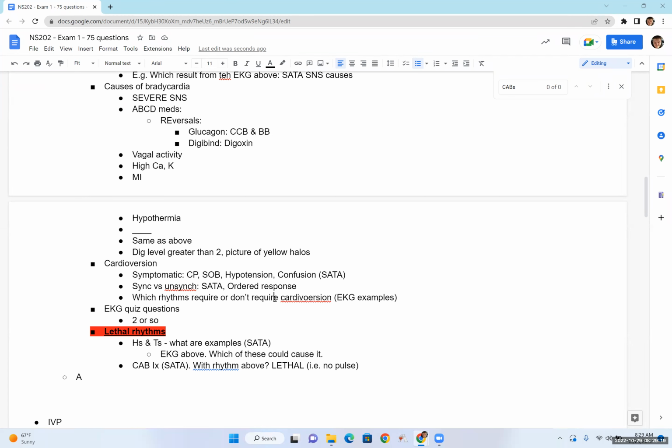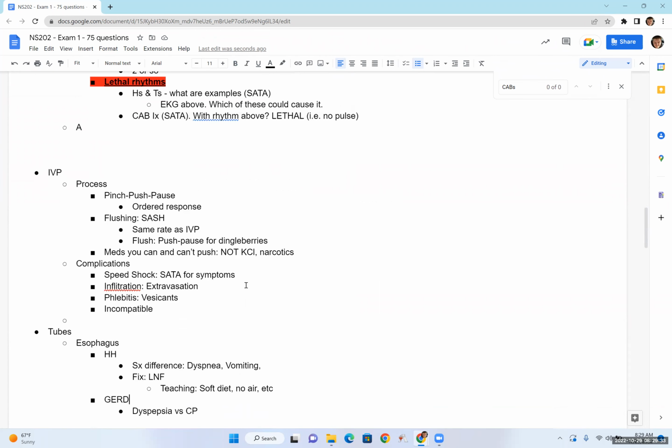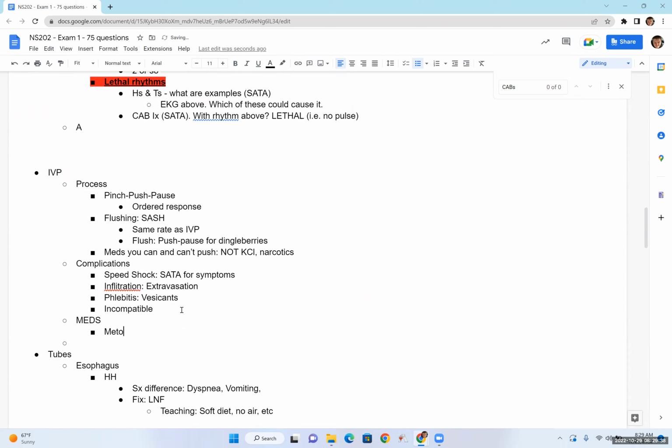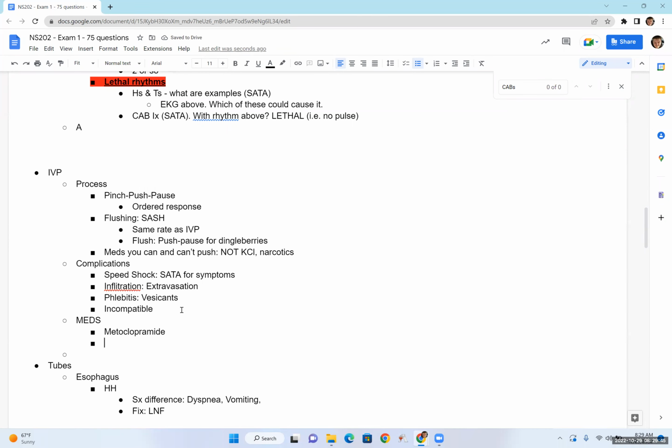So the IV push meds you have to know are the ones that you use for EKG and GI. Those are the ones we want to see, right? What are those meds that kind of overlap? Metoclopramide is on there, right? What disease process is that for? Well, that's pantoprazole, but what do we use metoclopramide for in the GI section? GERD and GI.